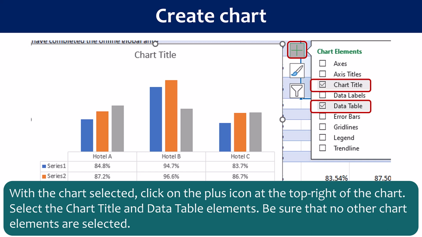Mac users, there is no plus icon next to the chart in Excel for Mac. To change the elements of the chart, click on the chart, then click Add Chart Element on the far left of the chart design. Select the preferred option in the drop-down menu for each element. If an unwanted element is already selected, click on it again to deselect it.